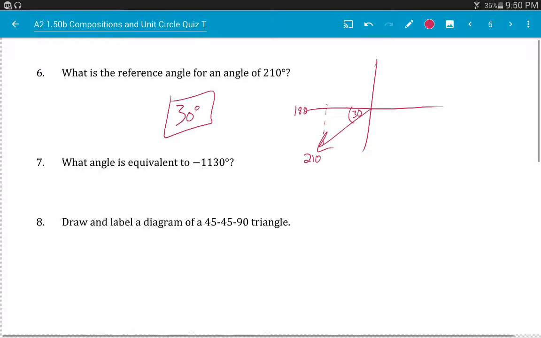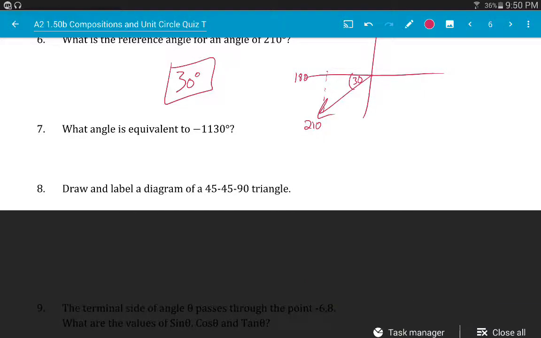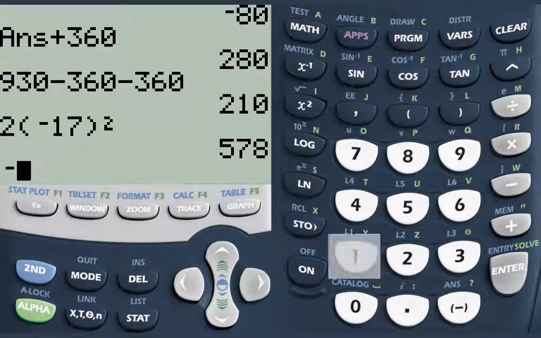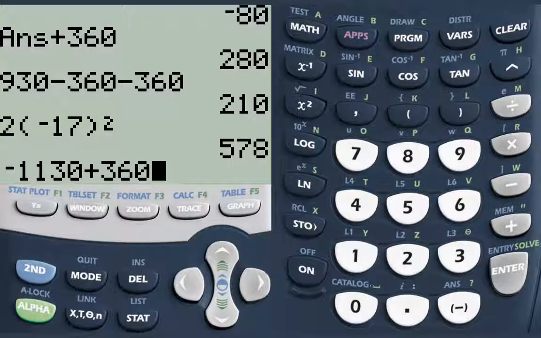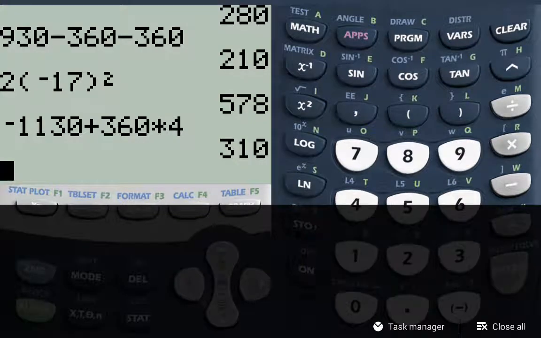What angle is equivalent to negative 1130? Go to my calculator, I'm going to add a few times to that. Negative 1130 plus 360 4 times is 310 degrees.